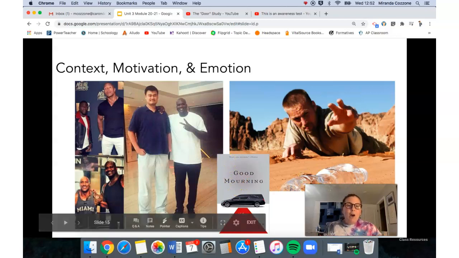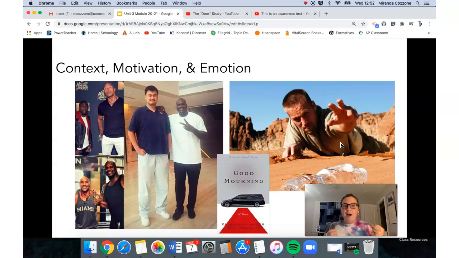Also motivation. How close or far something is is based on your experience. So people who, let's say, are thirsty and really just wanting water in the desert are going to picture in their heads a bottle of water as much closer than it actually is. So be looking for those examples. How does context, motivation, and emotion change how we experience something?